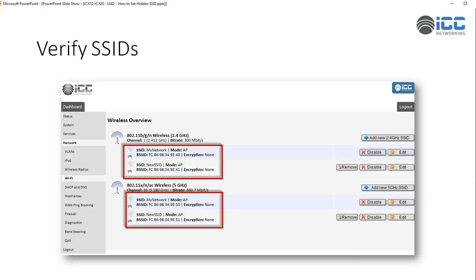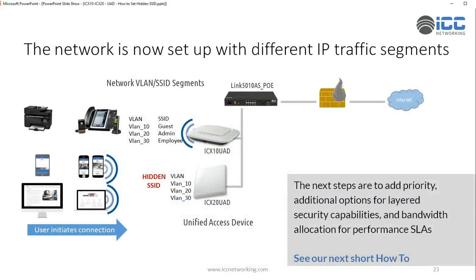And then on the 5 gigahertz frequency, we were able to do the same thing, called My Network and New SSID, both of which are also hidden SSIDs as well. So you can see the 0% frequency power for each of those frequencies as well.